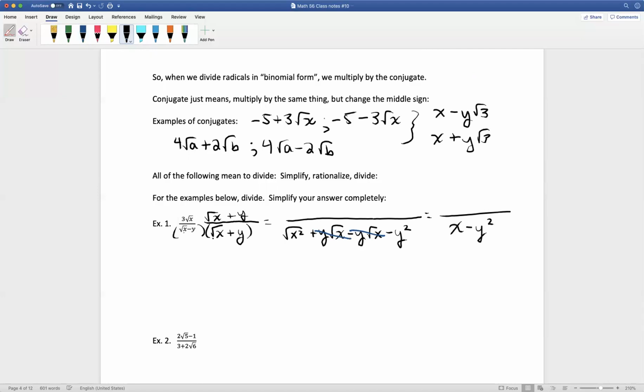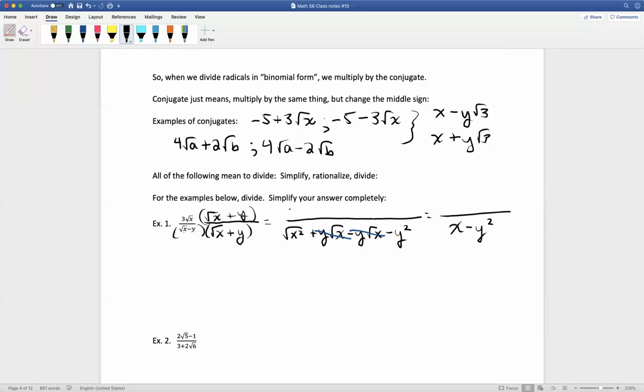Our goal is just to get rid of all radicals in the denominator, to find an equivalent fraction, but there's no radicals left in the denominator, and that's exactly what we did. We're left with x minus y squared. So now let's distribute in 3 square root of x times the square root of x and 3 square root of x times y. Remember, whatever you do to the denominator, you have to do to the numerator too.